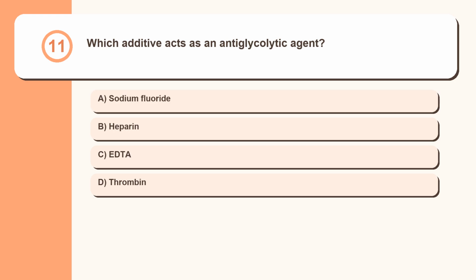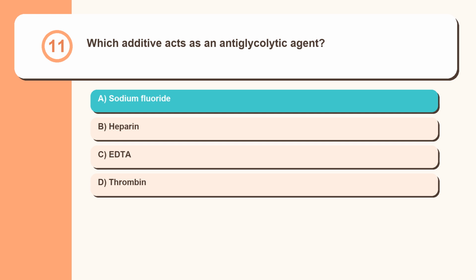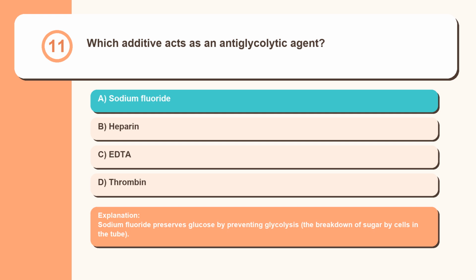Question 11. Which additive acts as an antiglycolytic agent? Sodium fluoride, heparin, EDTA, thrombin. Sodium fluoride preserves glucose by preventing glycolysis, the breakdown of sugar by cells in the tube.